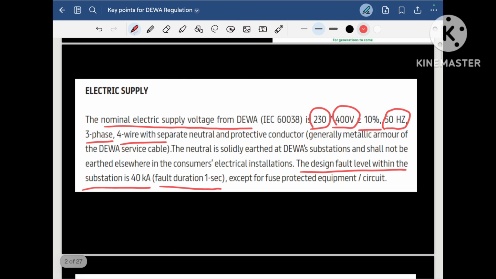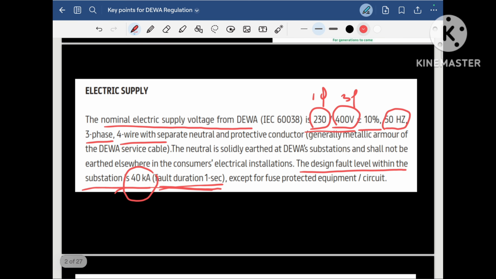duration. So in the examination you will be asked what is the nominal electrical supply voltage from DEWA, and you will have multiple answers. In that you have to choose 230 for single phase and 400 for three phase with plus minus 10% variation. You have to click on this option. Another question from this point is what the maximum design fault level within the substation is. There will be a multiple choice question, and in that there will be one choice, 40 kiloampere for 1 second duration. So you have to choose this answer, 40 kiloampere for 1 second.